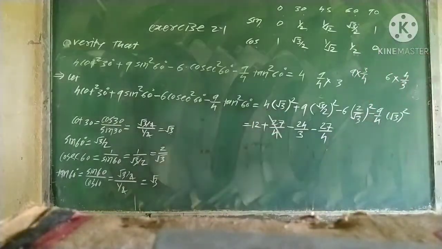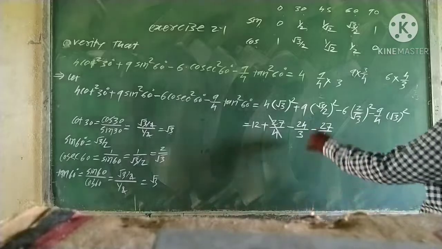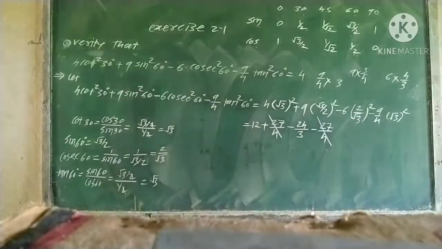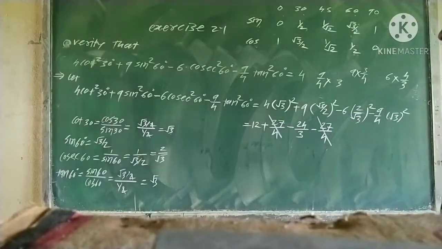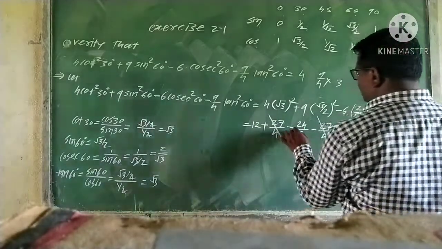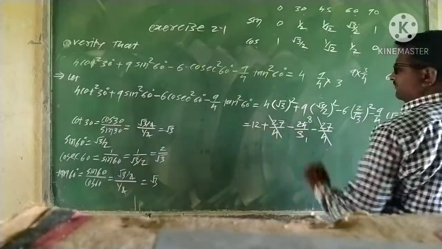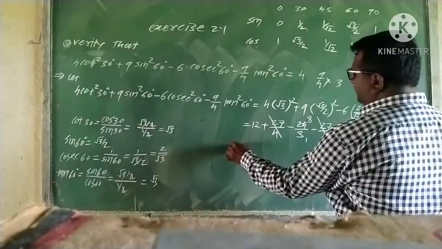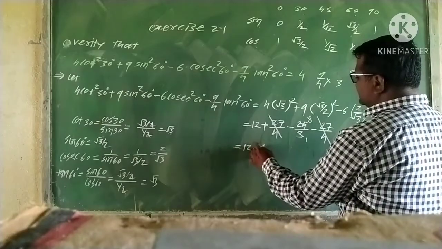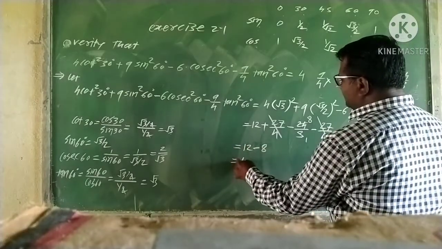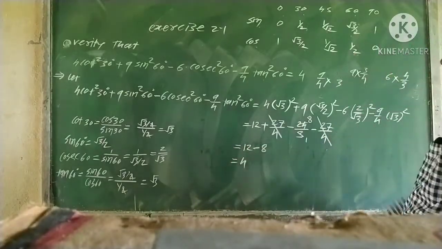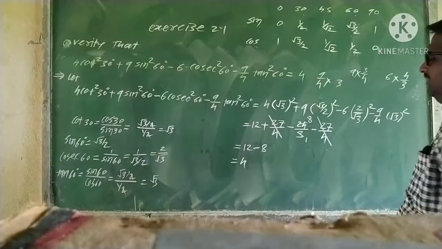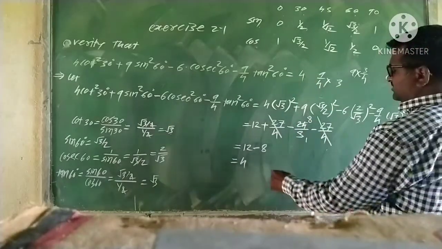Now we see here plus 27 divided by 4 minus 27 divided by 4 get cancelled. Now here 3 eights are 24. The remaining is only 12 minus 8. This term is equal to 4, and this is our RHS. Hence proved.